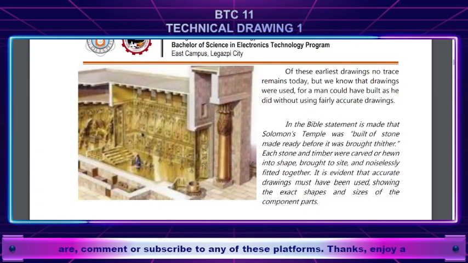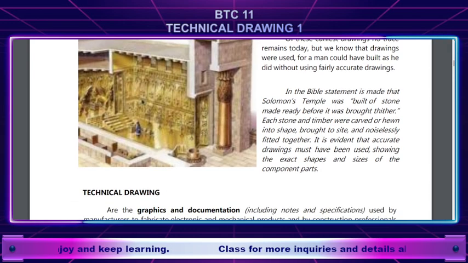One of these earliest drawings, no trace remains today, but we know the drawings were used, for a man could not have built as he did without using fairly accurate drawings. An example is Solomon's Temple. It was built of stone, made ready before it was brought together. Each stone and timber was carved or hewn into shape, brought to site, and noiselessly fitted together.